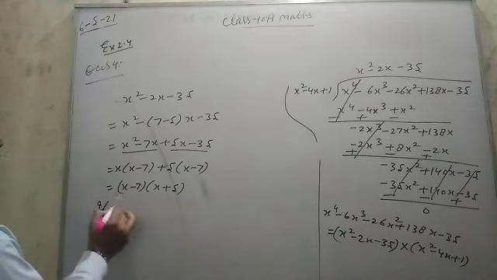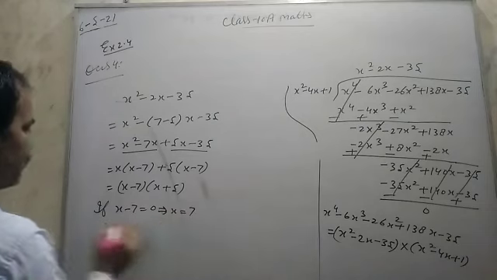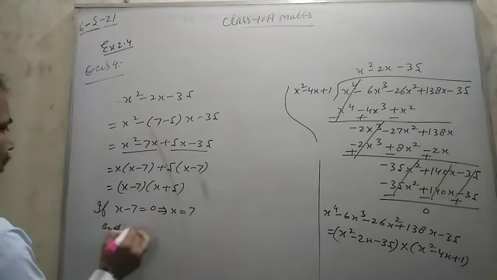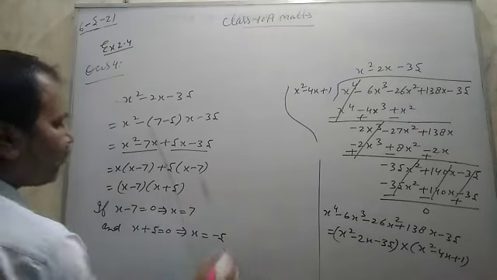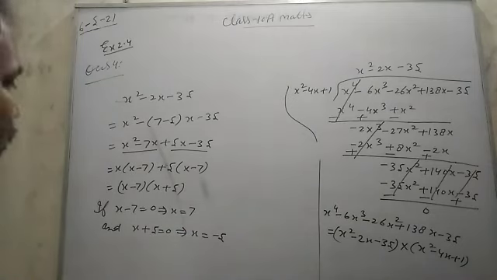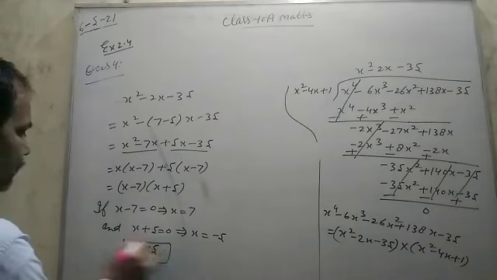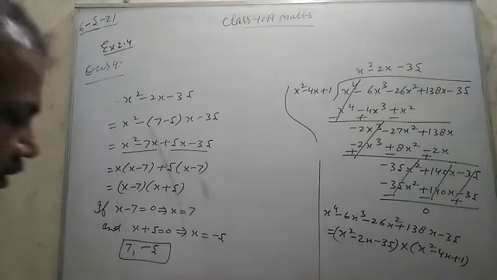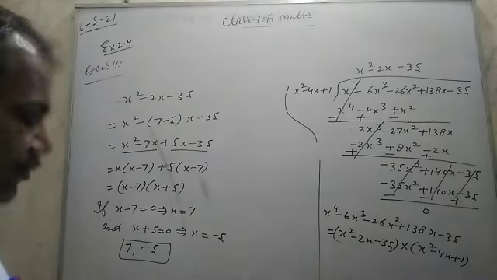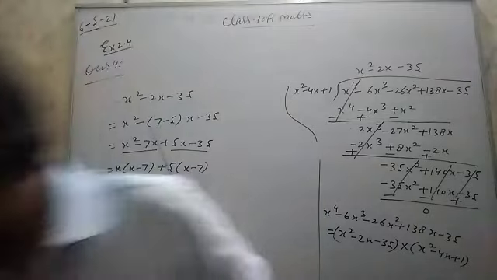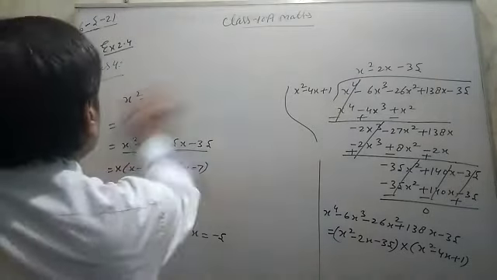So two zeros you find. If this is equal to 0, then x is equal to 7, and x plus 5 is equal to 0, then x is equal to minus 5. Clear? The remaining two zeros are 7 and minus 5, and the other two zeros are given in the question. Then the last question of this exercise, as well as this chapter.